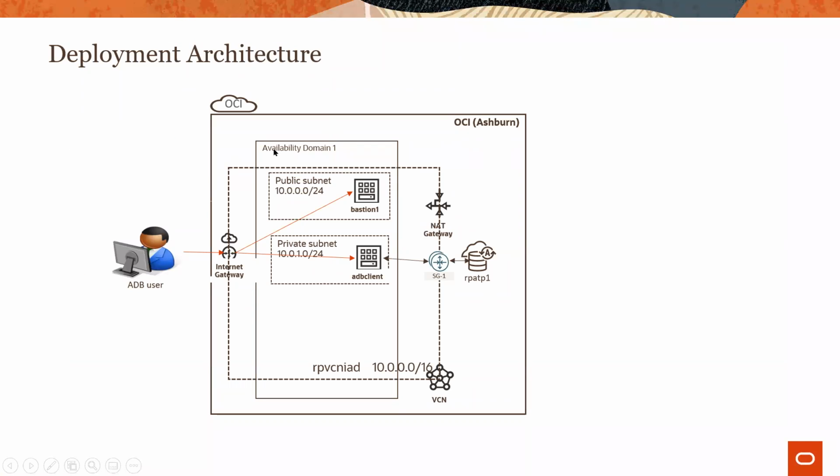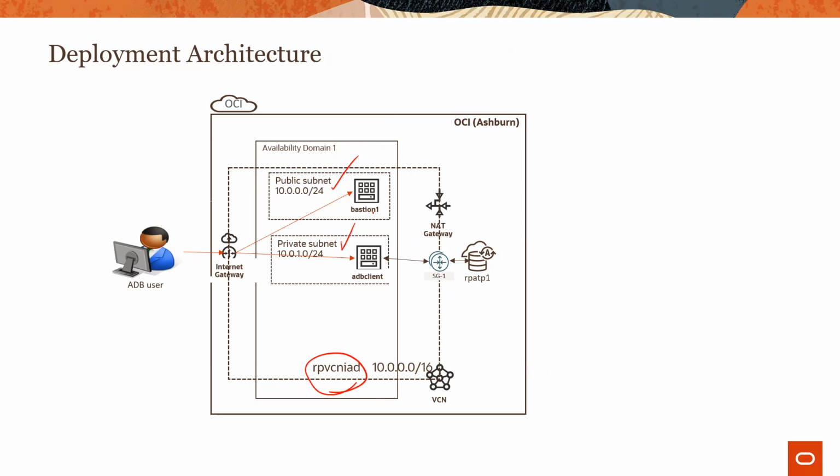So here is the architecture diagram. I have an OCI tenancy, and within that I have a VCN called RPVCN. Let me use my pen here. So that's the one, and that is 10.0.0.0/16. And I have a public network and a private network.